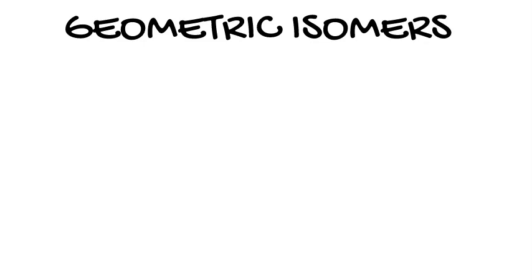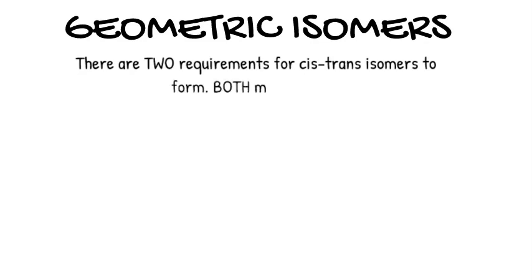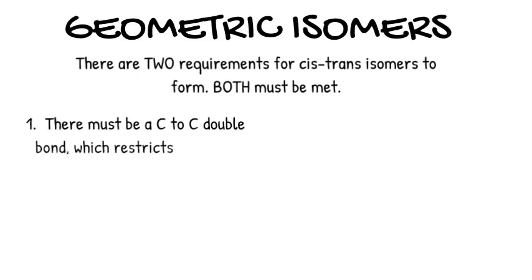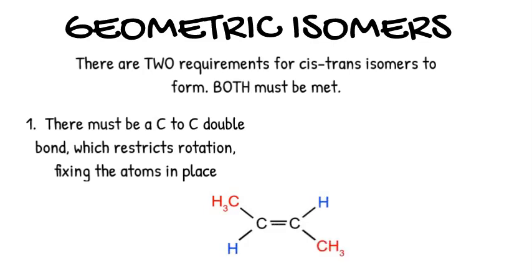These are huge in level 2, but we're just revising them very quickly for level 3. There are 2 requirements for these cis-trans isomers to form. Both these requirements must be met. The first requirement is that there must be a C to C double bond, and this restricts rotation, which fixes all the atoms in place. You can see on but-2-ene here, there is a C to C double bond present in the molecule.